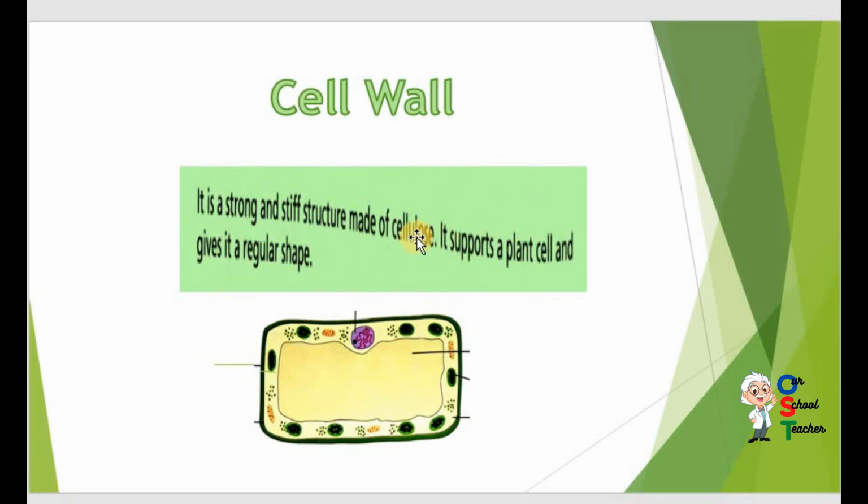Paper is made up of plants. Paper comes from plants, so paper is also made up of cellulose. This is the covering. This is the cell wall. And we don't have a cell wall. Only plant cells have this cell wall because they need more protection.